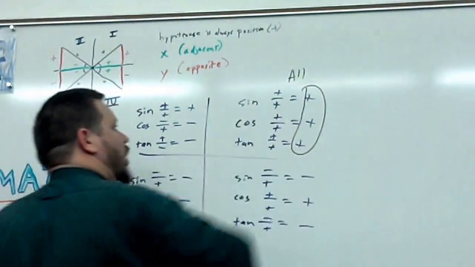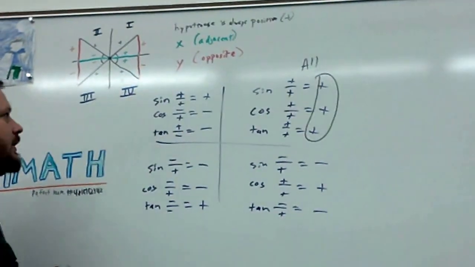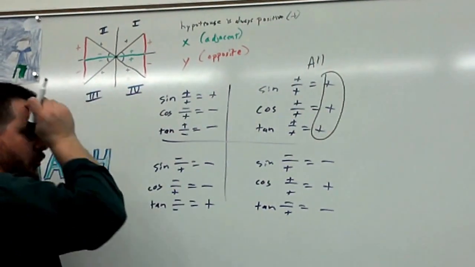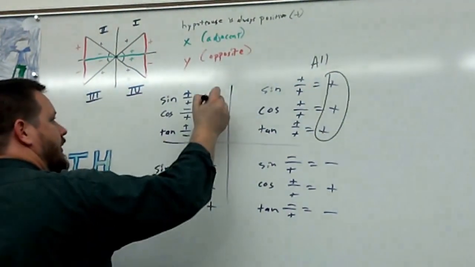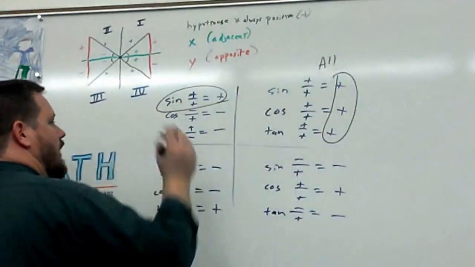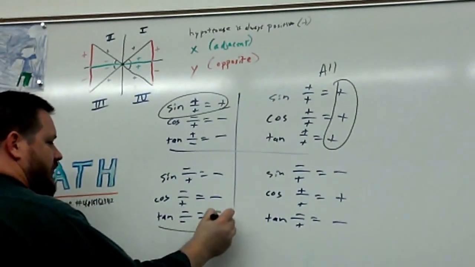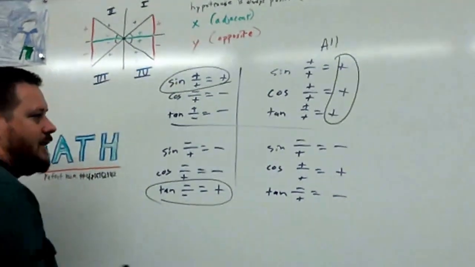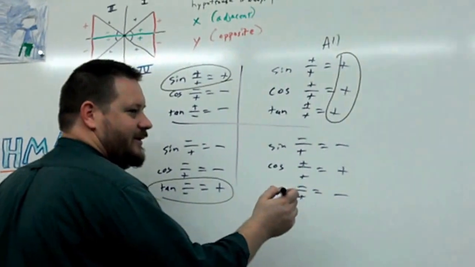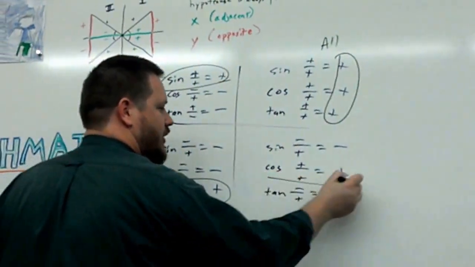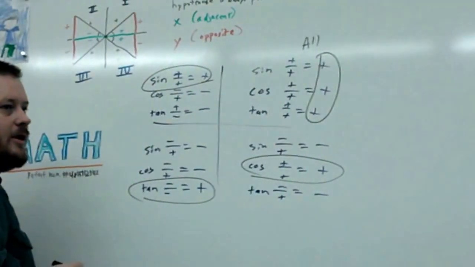So they're all positive in quadrant 1. In quadrant 2, what's positive? Just sine. Quadrant 3, tangent is positive. And in quadrant 4, cosine is the only one positive.